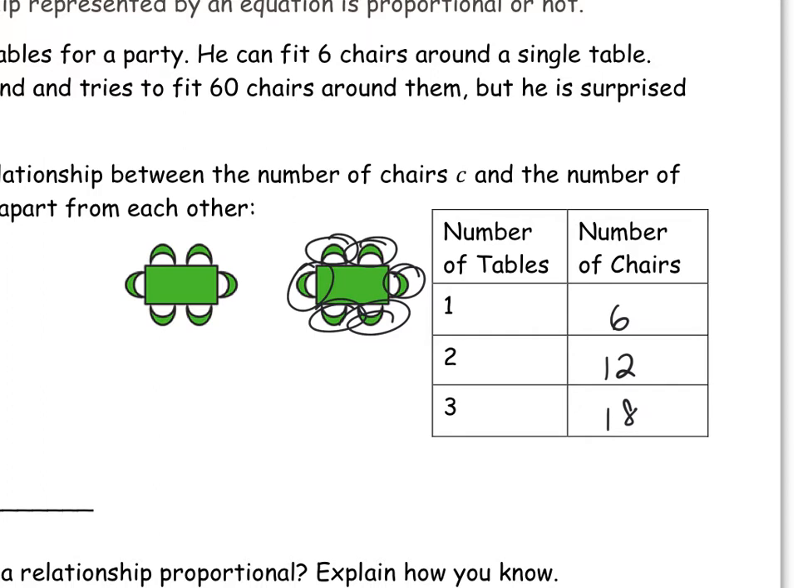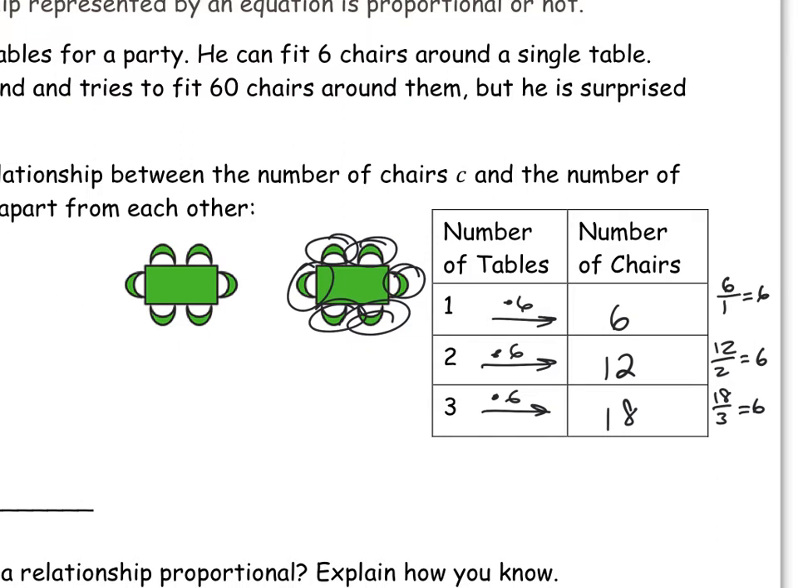Now, if I try to figure out the constant of proportionality for this, I would say it's 6 over 1, which is 6, 12 over 2, which is 6, and 18 over 3, which is 6. So I know this is proportional because they all have the same constant of proportionality. I am multiplying the number of tables by 6 to figure out the number of chairs.